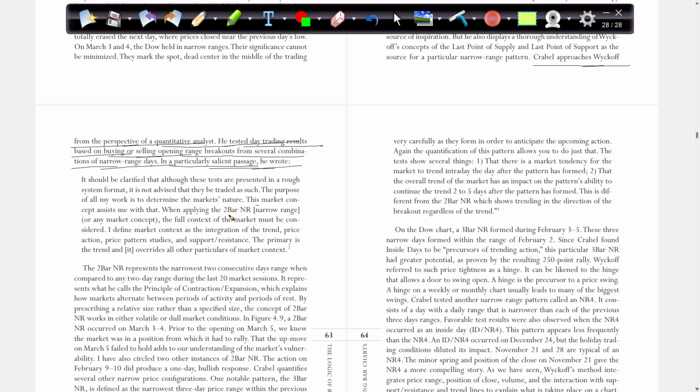When applying the two bar narrow range or any market concept, the full context of the market must be considered. I define market context as the integration of the trend, price action, price pattern studies, and support and resistance. The primary is the trend, and it overrides all other particulars of the market context."